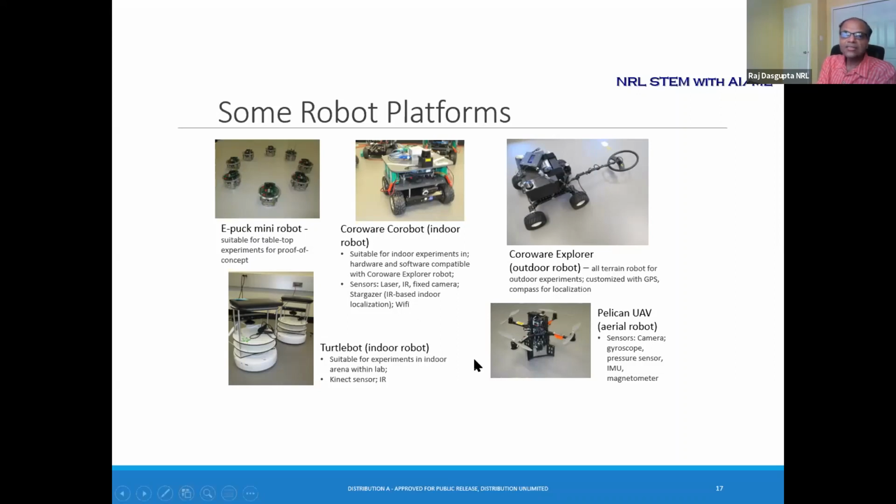And finally, the UAV has a camera. It has an accelerometer on it. And it has a couple of other sensors on it as well. But the camera was the main sensor. So that's to give you an idea of how different robots look and what sensors there are on them.